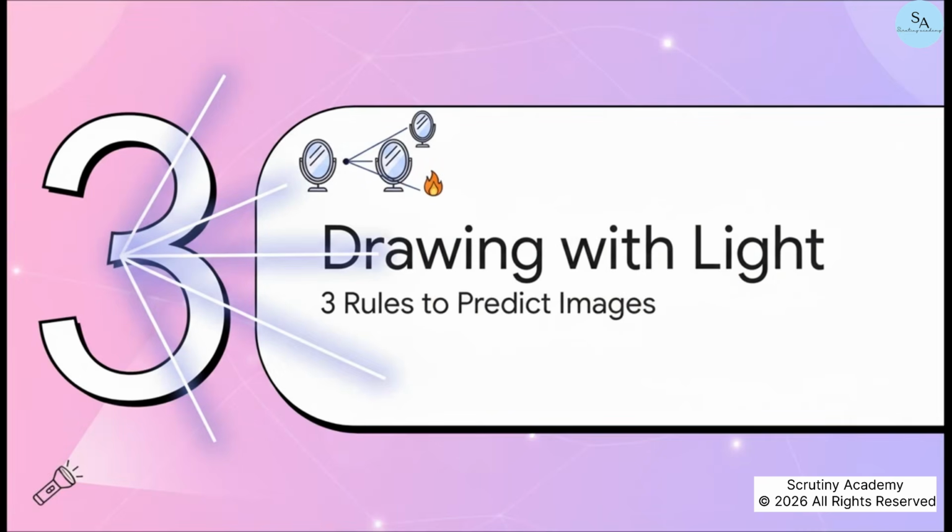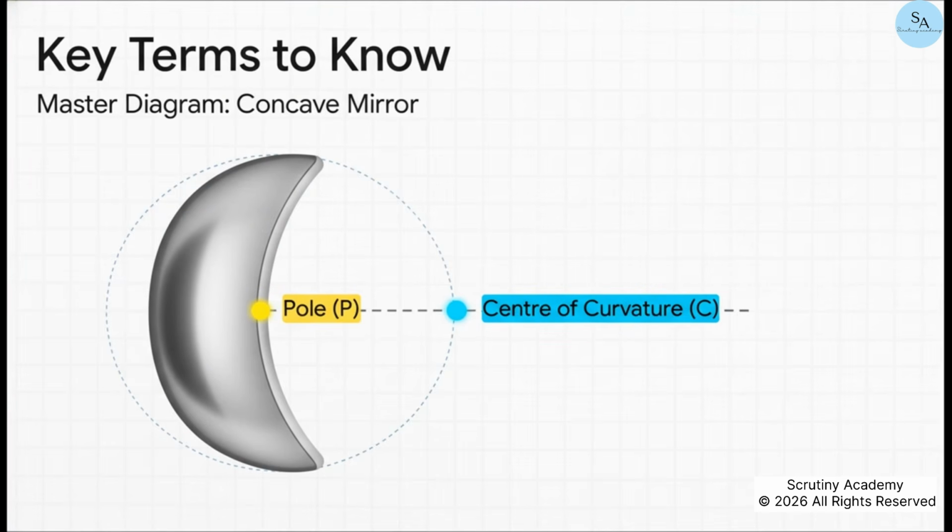Okay, now for the part that's going to help you crush your exams. We're going to learn how to draw with light. Think of these as 3 simple rules, kind of like cheat codes, that let you figure out exactly where an image will show up, no complicated math needed. But first, a super quick vocabulary check.